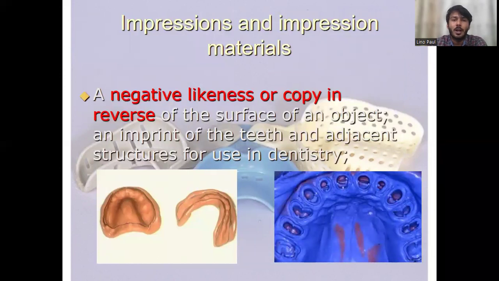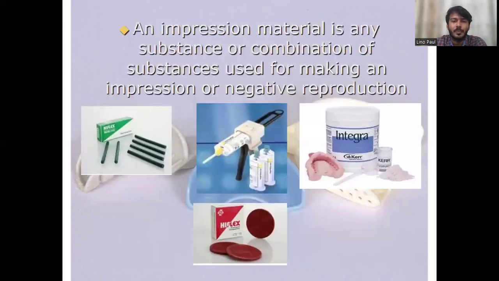So for a cast to happen, we need a proper impression. So what is an impression? An impression is a negative likeness or copy in reverse of the surface of an object, or an imprint of the teeth and adjacent structures for use in dentistry. And an impression material is defined as any substance or combination of substances used for making an impression or negative reproduction.